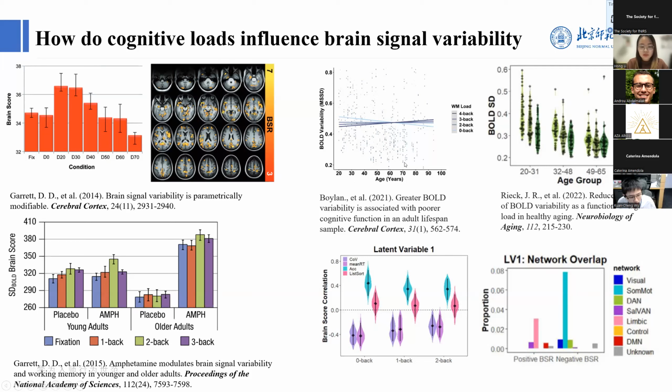Moreover, using an adult lifespan sample, Boylan and Rick found that as working memory cognitive loads increase, young adults showed a decrease in BOLD variability, whereas older adults showed an increase in BOLD variability, but not significant. Besides, they found that modulation of brain signal variability across cognitive loads supported working memory performance, regardless of age.